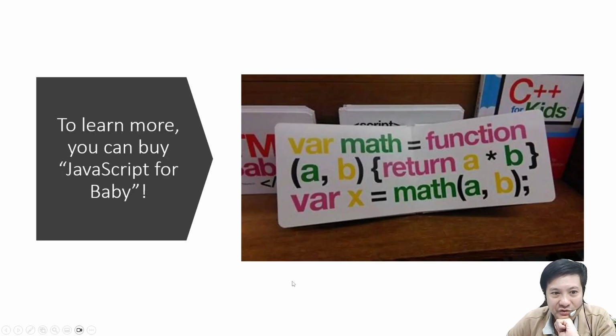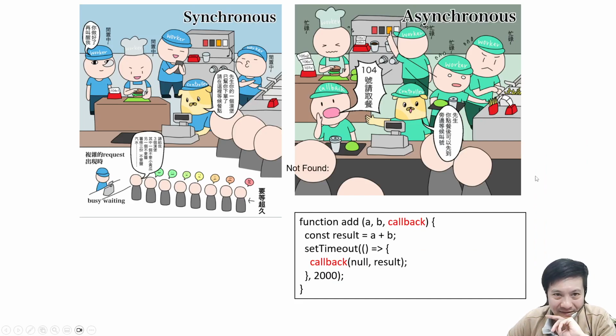Oh, JavaScript for baby. I don't think a baby can write JavaScript. This is really a very hard topic. But you see the syntax here, define a function and call it. Wow, so complicated. The logic is that JavaScript has something called an asynchronous programming style.